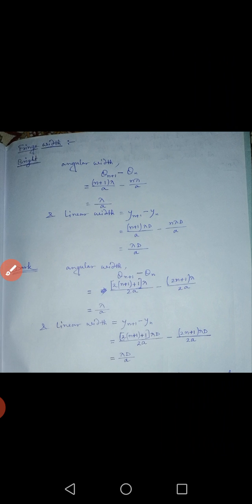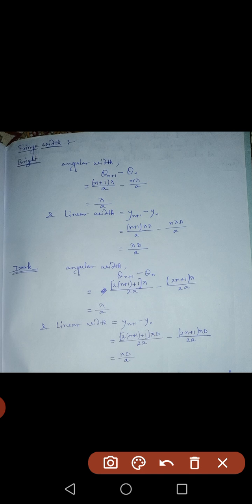Theta n plus 1 is the angular position of the n plus 1th dark fringe. Theta n is the position of the nth dark fringe, two consecutive. Then you substitute the value in place of n, here n plus 1 and here it is n only. So after subtraction we will get this one, lambda by a. So this lambda by a is the angular width.